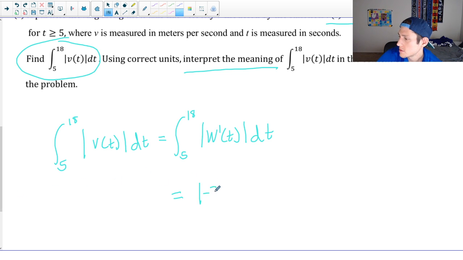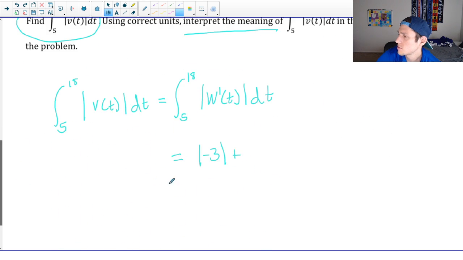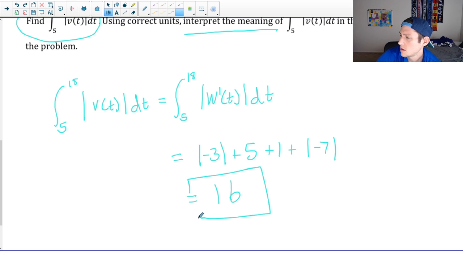I guess I'll write it out a little more specifically. So absolute value of -3 plus 5 plus 1 plus absolute value of -7. Okay, because that's what this tells us to do if we see absolute value bars inside of the integral. It means, hey, if you get a negative area, make that area positive. Okay, so we have to kind of split up and think about each piece of area individually.